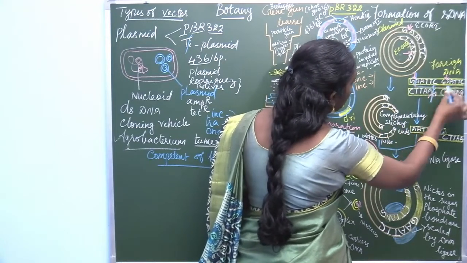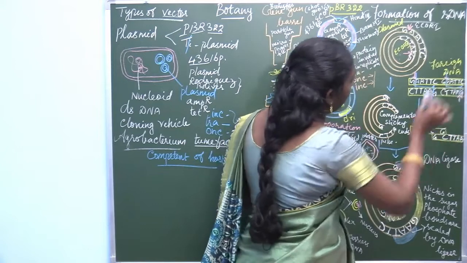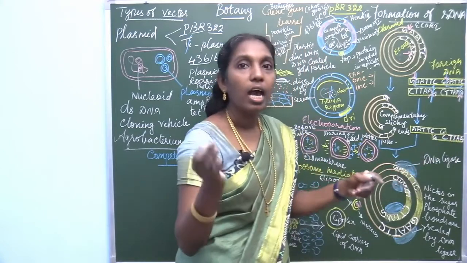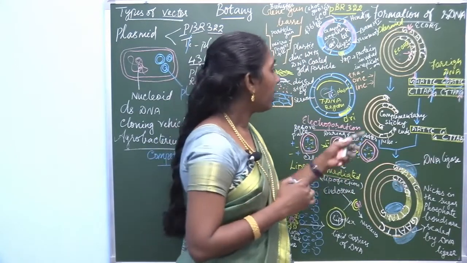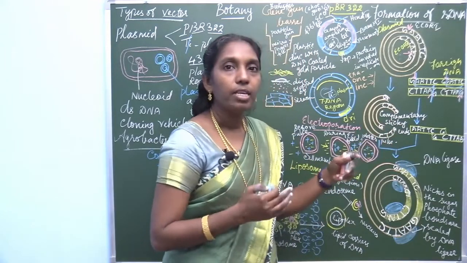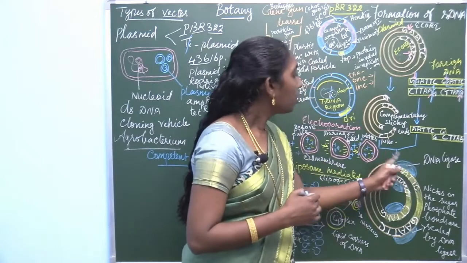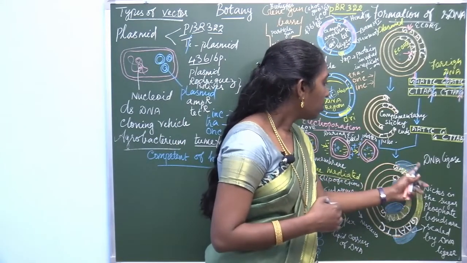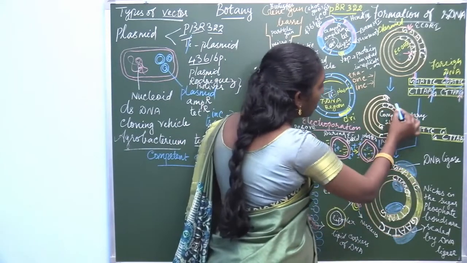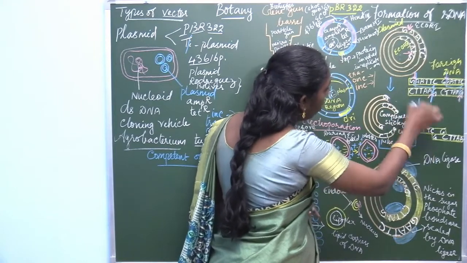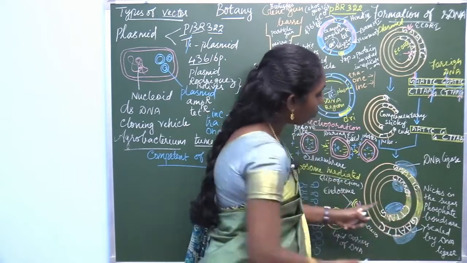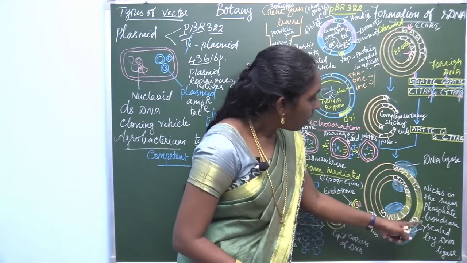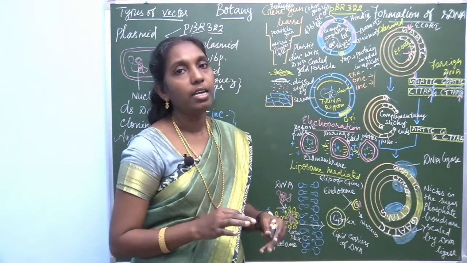So this region is found here, complementary sticky ends. This is the sticky end of the isolated, selected DNA. This is the sticky end of the plasmid. Both are going to join by means of DNA ligase. This is the enzyme DNA ligase, and this end and this end are joined here. The nicks in the sugar phosphate bonds are sealed by DNA ligase.